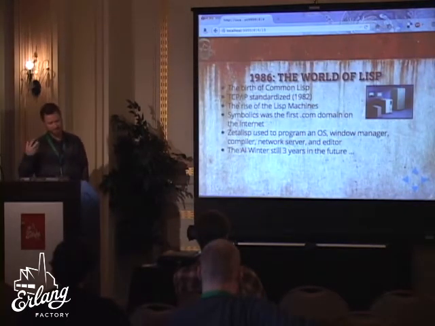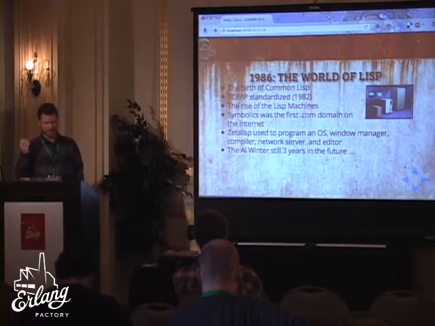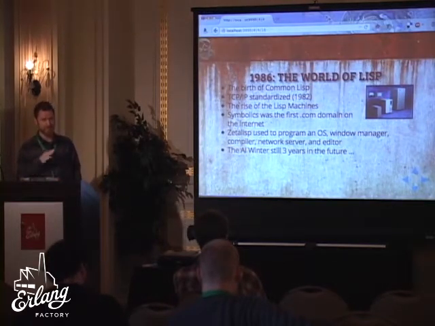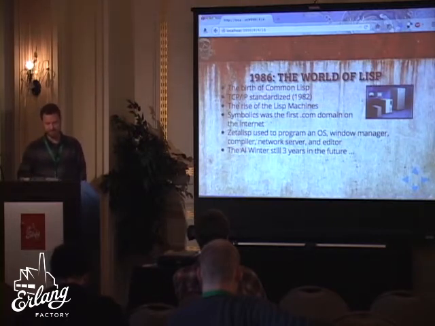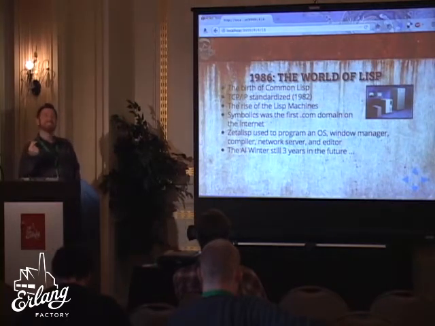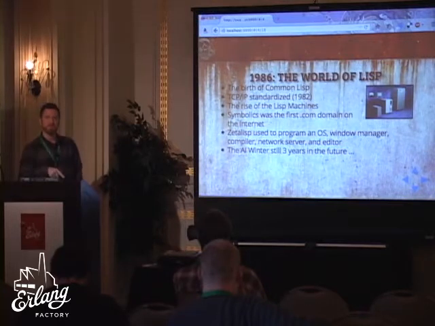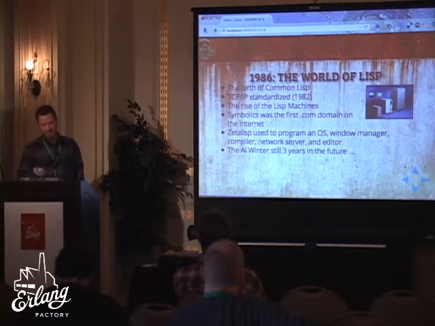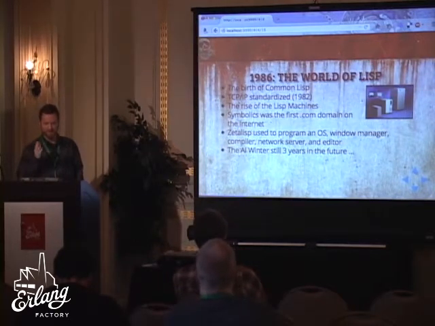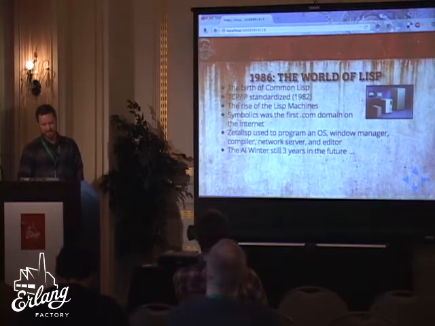In the world of Lisp, things had really blossomed. This was essentially the time when the Lisp machines were taking over. Everybody was doing a Lisp machine. Texas Instruments was into it. They had licensed it from, I forget if it was Symbolics or Lisp Machine Inc. I think it was LMI. We had an operating system, compiler, network server, editor, all this stuff in Lisp itself. The AI winter hadn't set in, still 3 years away. Oh, symbolics.com. They were the first registered domain on the internet.